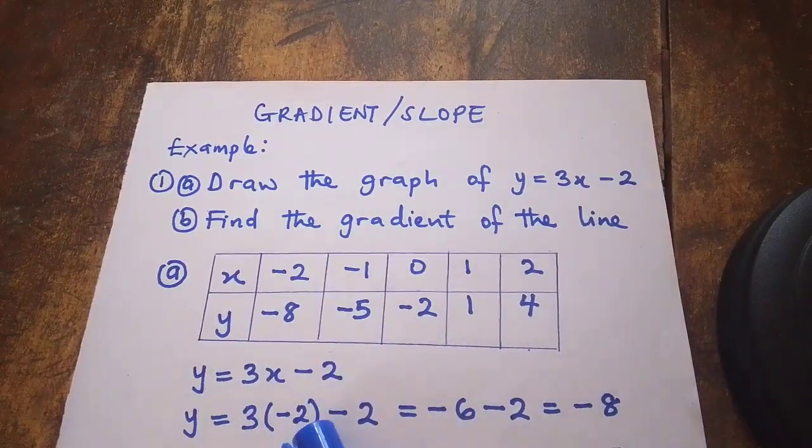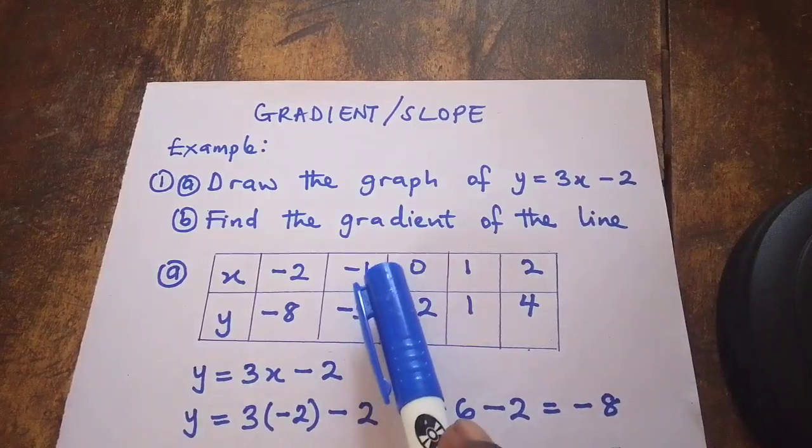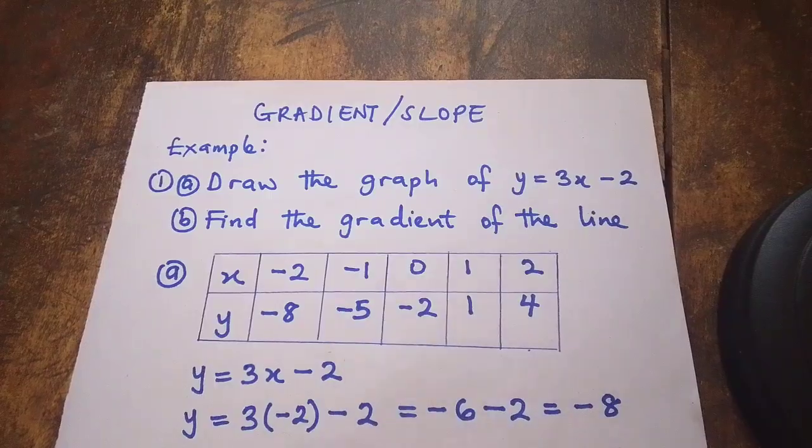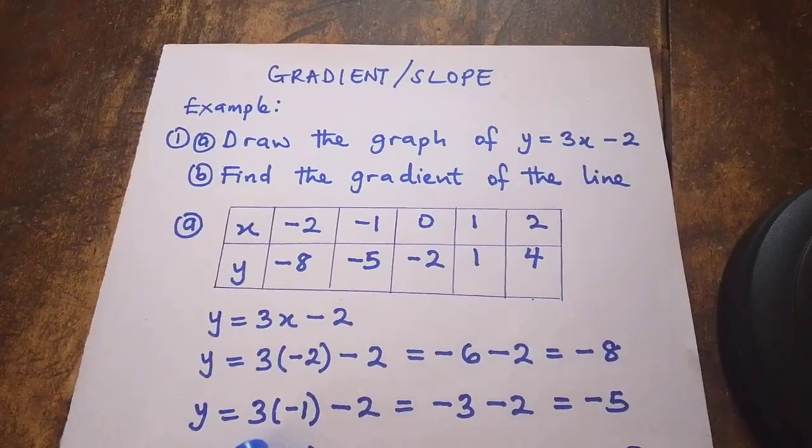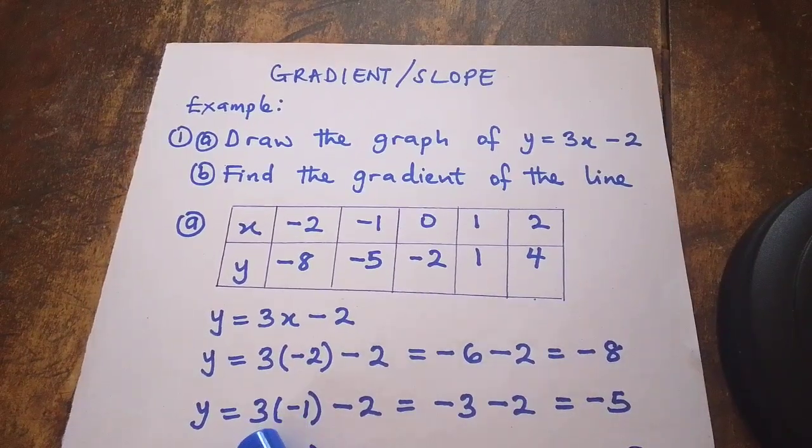When x is minus 2, what will be y? y equals 3 times minus 2, minus 2. 3 times minus 2 is minus 6, minus 2, which gives us minus 8. Then when x is minus 1, y equals 3 times minus 1, minus 2. 3 times minus 1 is minus 3, minus 2, which is minus 5.